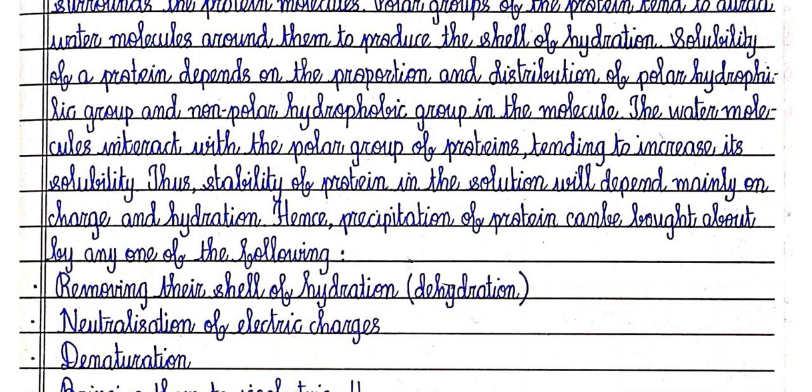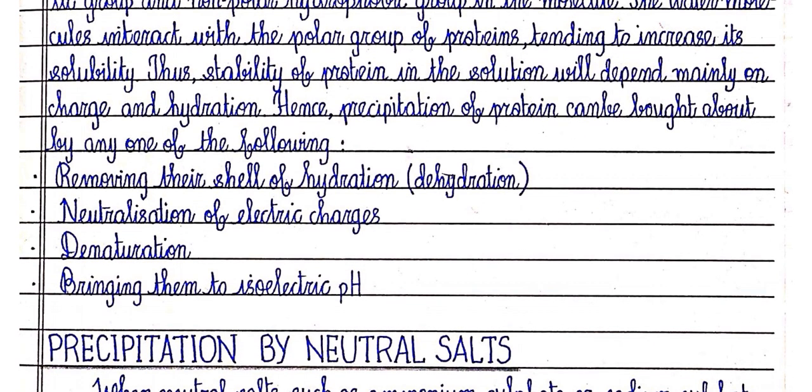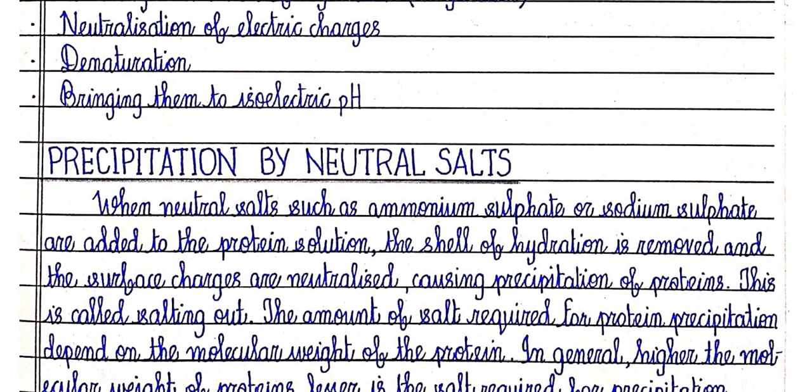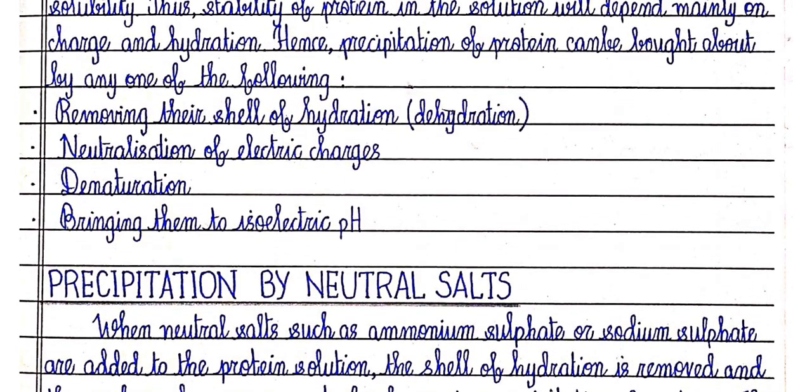So removing their shell of hydration, dehydration, is performed. The neutralization of electric charges is another method. Then denaturation, bringing them to isoelectric pH. With the help of all these processes, like removing their shell of hydration, which is also known as dehydration, after that we will be performing a neutralization of electric charges. That is another method. Then denaturation, bringing them to isoelectric pH. These are the methods which help in the precipitation of proteins.